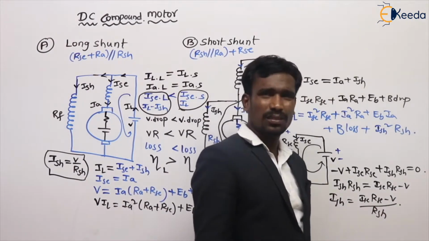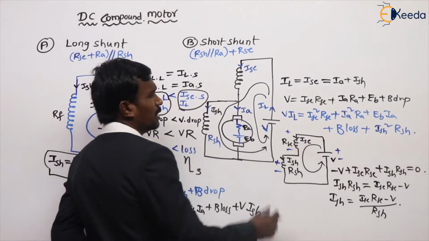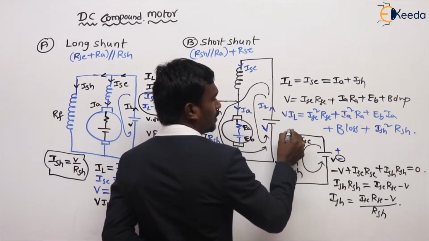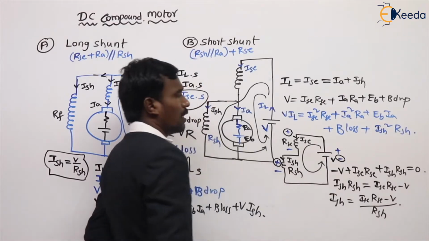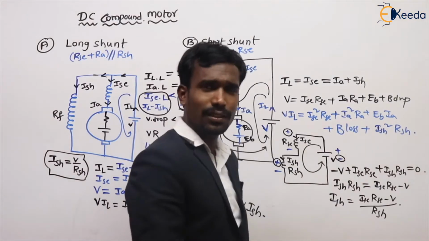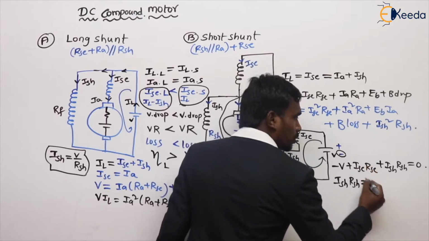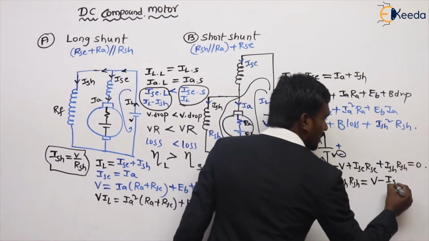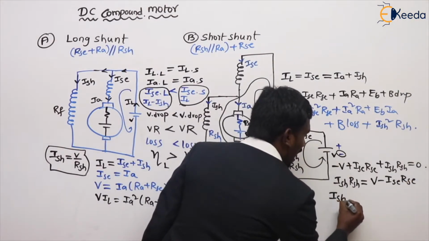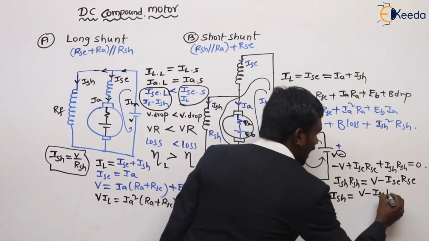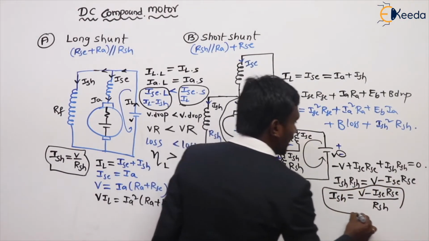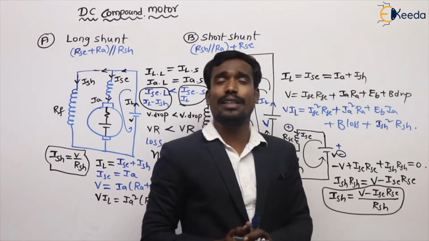Actually, here you can get the plus. So see, this is minus or plus, and this is also, this is the first one I take, and this is also the first one, and this is also the first one you have to take. If you take this as the second one, then you have to take minus and minus. Like that also you can get the answer. ISH RSH is equal to, bringing to the side, V minus ISE RSE. Then ISH is equal to V minus ISE RSE upon RSH. This is the formula for ISH for short shunt motor.